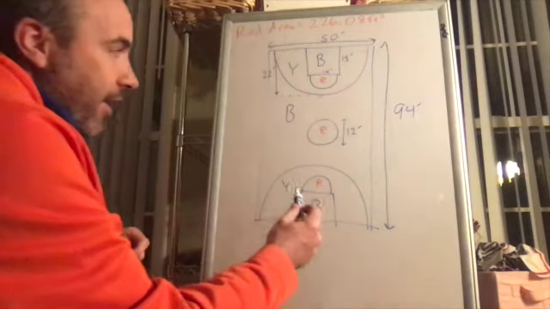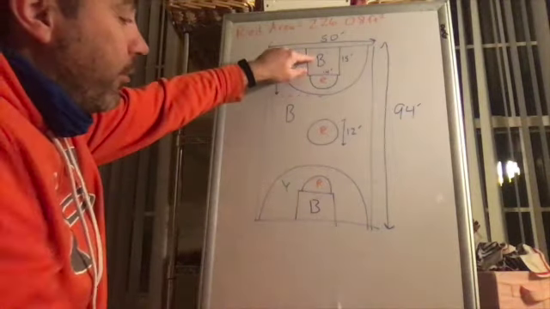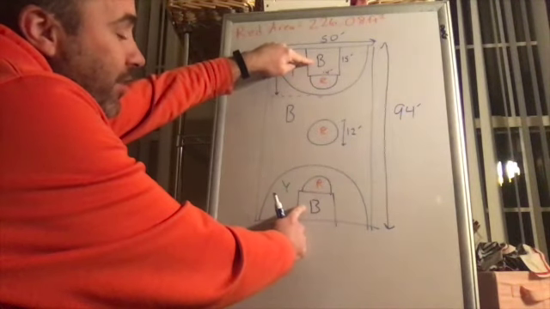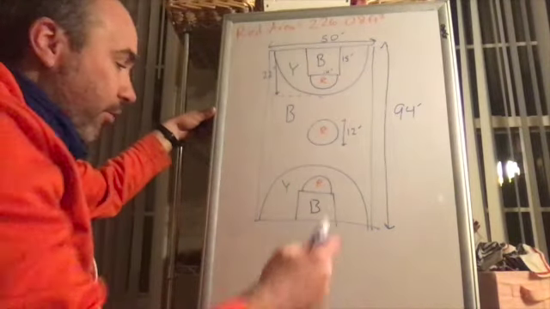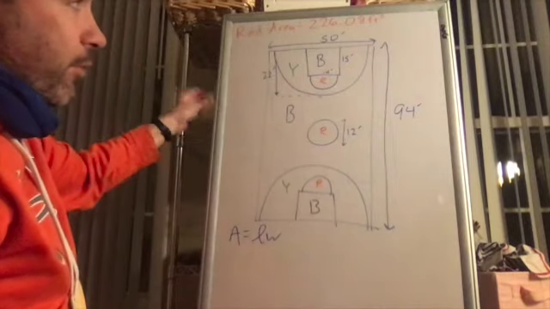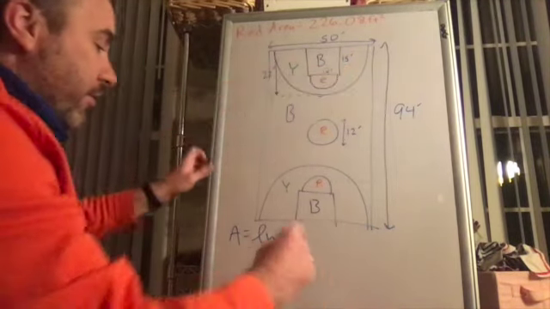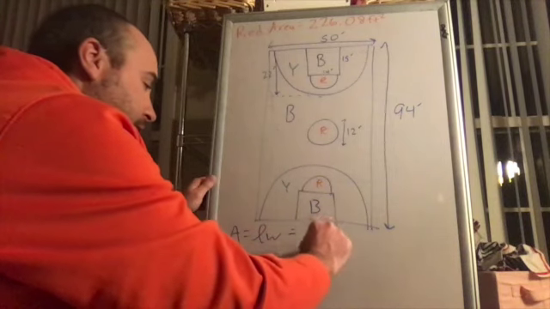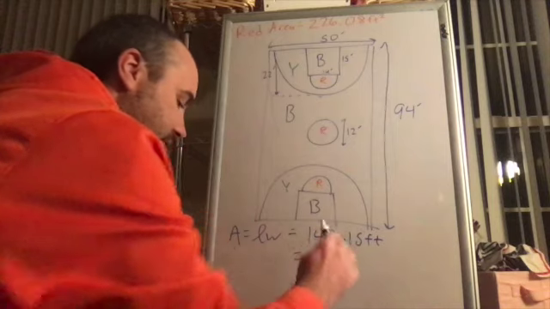So the first thing I have, let's start with the easy part or the difficult part, are the lane parts here. We call this the key in basketball. These are just simple rectangles. So to find the area of the rectangle, it's just length times width. Well, we have 14 feet by 15 feet. So we just have to look at 14 feet times 15 feet.